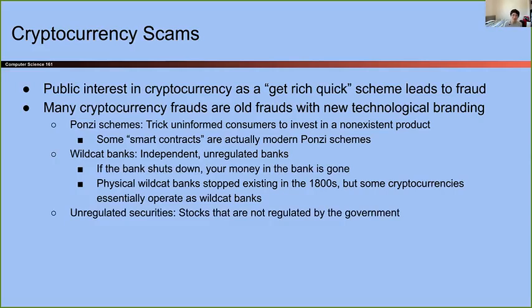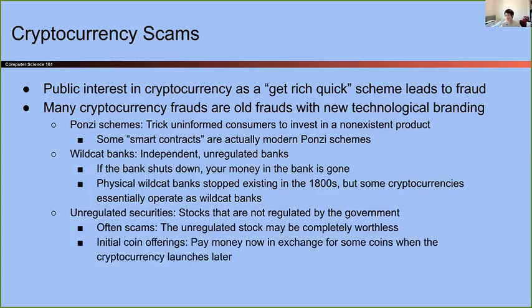For unregulated securities, sometimes these are just stocks that the government has no control over. The unregulated stock might be completely worthless, so it might also be a Ponzi scheme. Or you might say, okay, I'll pay money now in exchange for some coins when the cryptocurrency launches later. So let's say I'm designing a coin, let's call it Evan coin, and I will give you 100 coins later if you invest, say, $1 million in me. And then I take your money and never give it back. So all of these scams have existed forever, and then they stopped existing because they were made illegal. And now cryptocurrency makes them possible again.